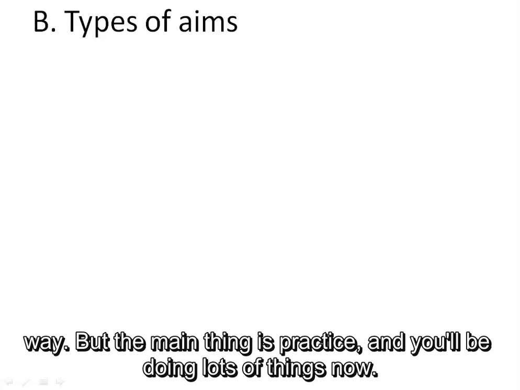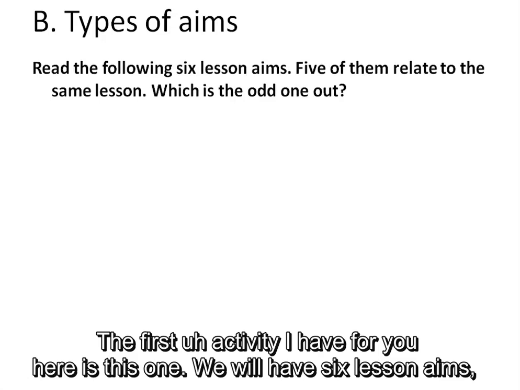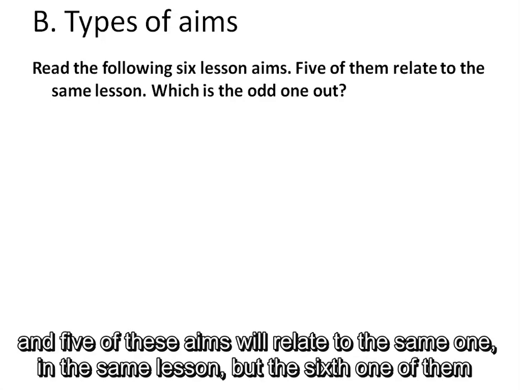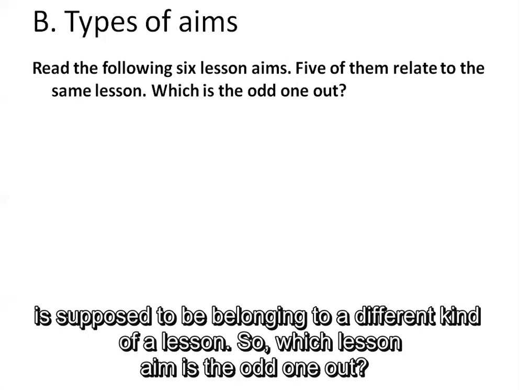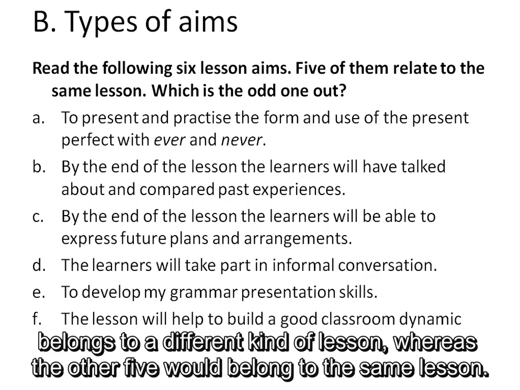Okay, so the first activity I have for you here is this one. We will have 6 lesson aims, and 5 of these aims will relate to the same lesson. But the 6th one is supposed to belong to a different kind of lesson. So which lesson aim is the odd one out? Well, have a look at these lesson aims and pick one which does not belong to the sequence, which belongs to a different kind of lesson, whereas the other 5 would belong to the same lesson.